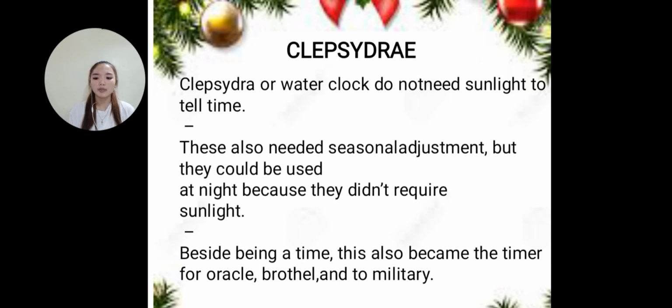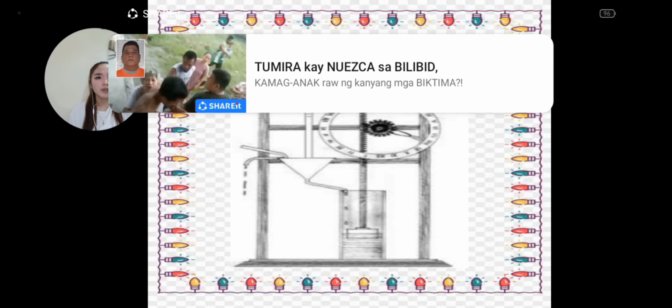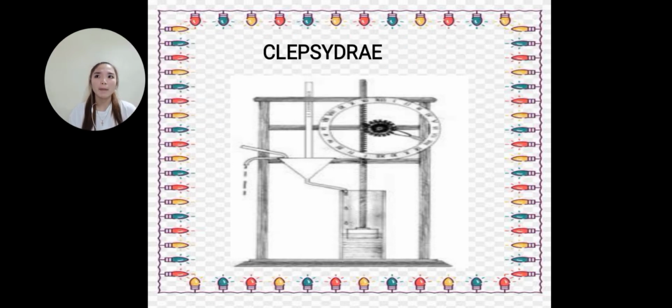Clepsydra, also called the water clock, is an ancient device for measuring time by the gradual flow of water. So, here is an example of the clepsydra. We have four parts of the clepsydra, showing how it works. We have a float, overflow, water supply, and a stopper to control the rate of flow.